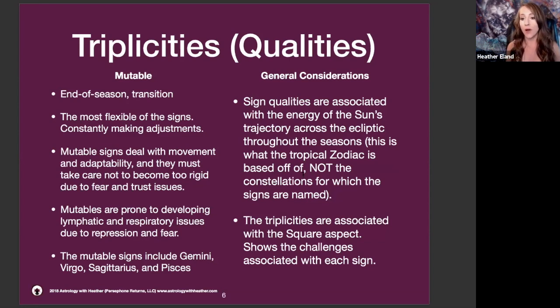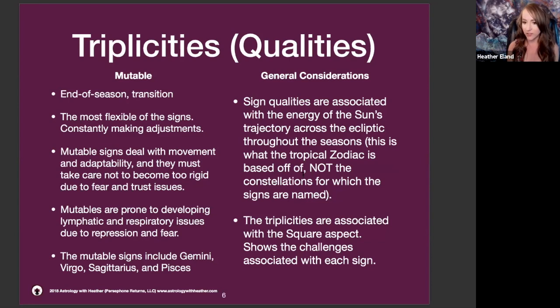And so, on a psychological level, these energies can become blocked due to repression and fear, or due to being subject to some sort of constraint, because the mutable signs need to be mutable. I mean, that's why they're called the mutable signs. And so the mutable signs include Gemini, Virgo, Sagittarius, and Pisces.